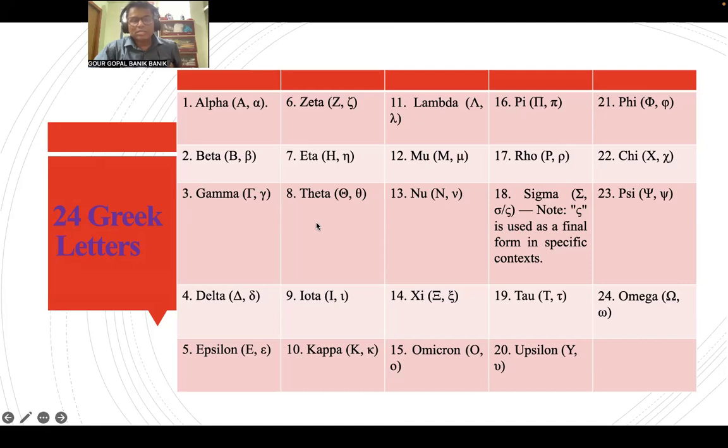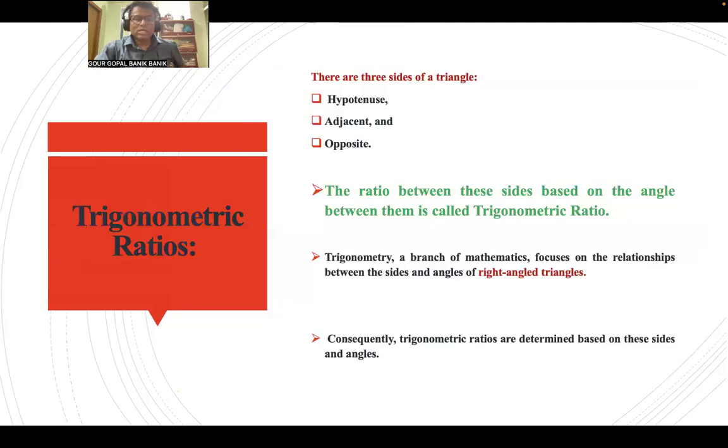And what is number 8? Theta. See the sign, theta. So let us go ahead with trigonometry again. Dear students, trigonometry has some ratios, and let me spend 2-3 minutes on this. All of you know that a right angle triangle has 3 sides. One is the hypotenuse, one is the adjacent, and the other is the opposite.